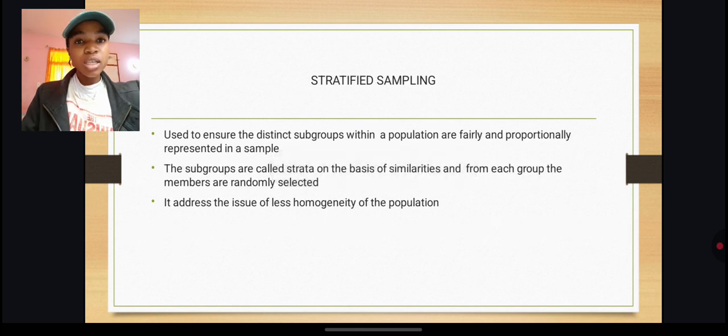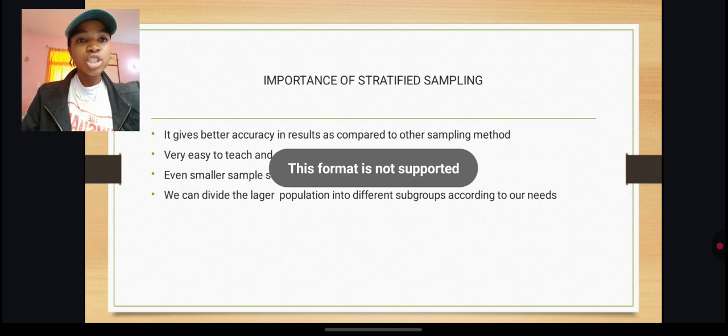Stratified sampling: it is used to ensure that distinct subgroups within a population are fairly and proportionally represented in a sample. The subgroups are called strata, formed on the basis of similarities, and from each group, the members are randomly selected. It addresses the issue of less homogeneity of the population.